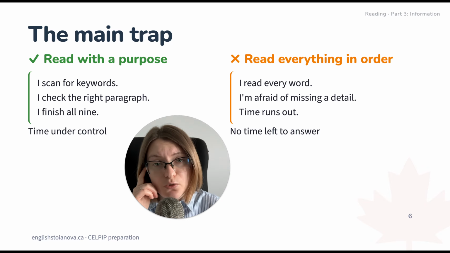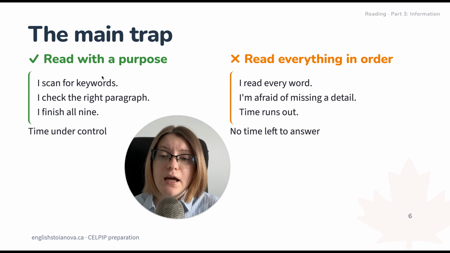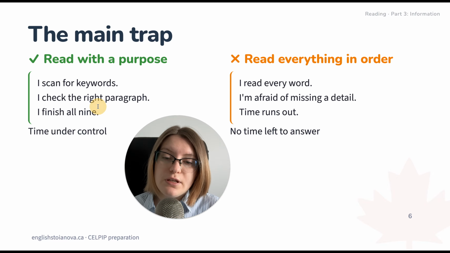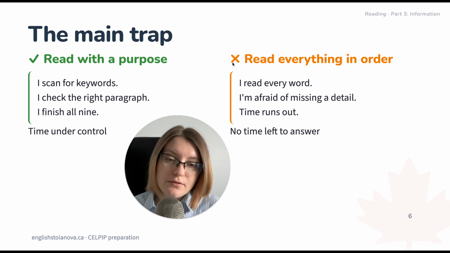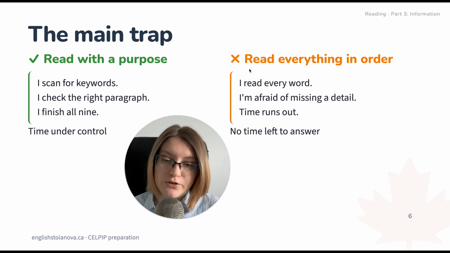Parts 1 and 2 are pretty straightforward, as I've said. But for this one, always think about paraphrase. Always think about timing, yeah? And when you do these things, then you're going to succeed. Do not read everything in order. Do not start reading from the text.